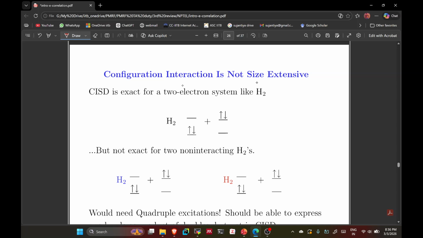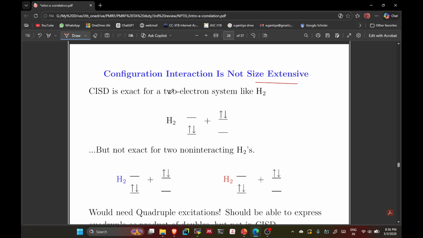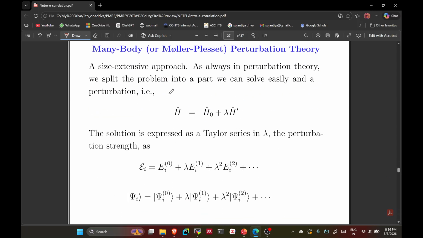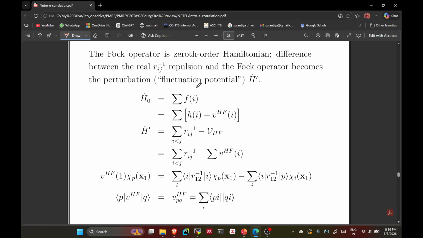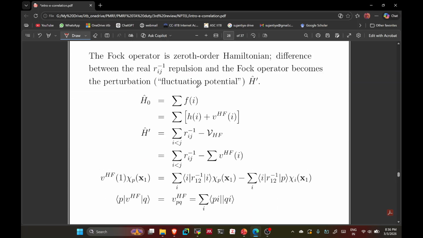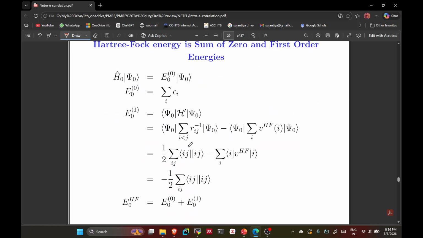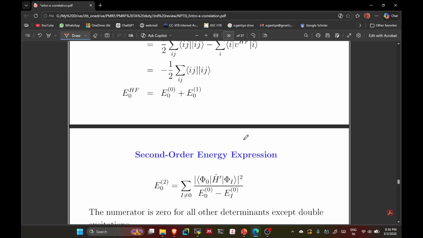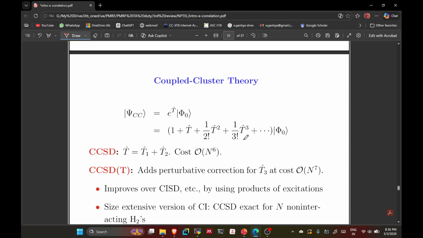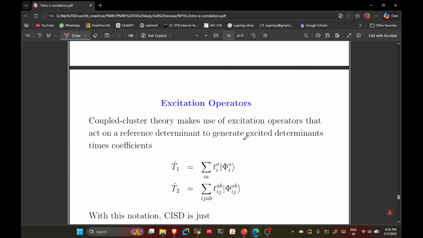Now this is a different thing that I will not discuss here. Maybe in the course it will be discussed what is size extensivity, and why a truncated CI method is not size extensive. Then the many body perturbation theory will be discussed. And as you can see here, yes, E Hartree-Fock is basically this, so that was a mistake that was there. Yes, that will be taught. Then the coupled cluster theory.